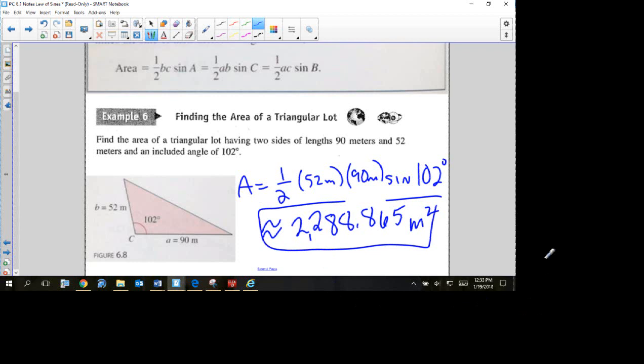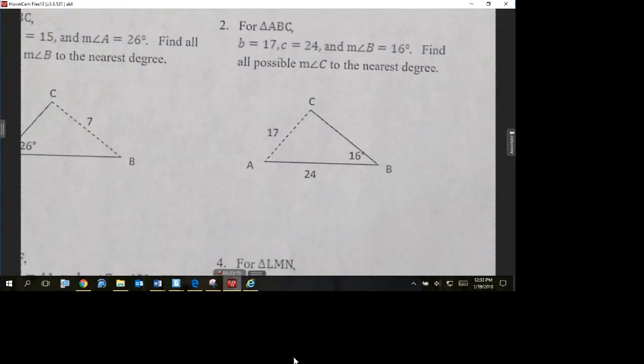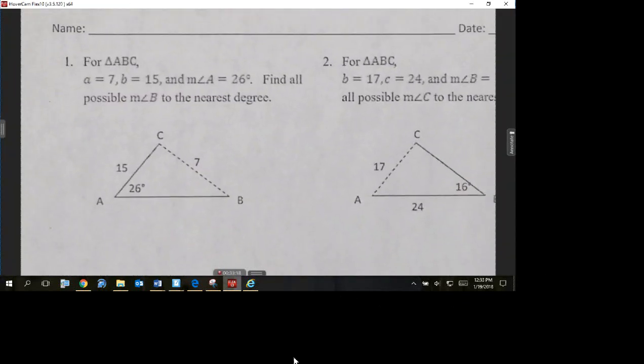So your assignment I'm laying out is a worksheet. And I want to just show you the first question on the worksheet, so you have an idea. I'm not going to overload you with homework here. The first question is a lot like a lot of the questions. It says, for triangle ABC, and they give you some information. Then it says, find all possible angle B's to the nearest degree. So I'm not asking you to find all the missing pieces, just all measures of angle B to the nearest degree. That means you have to determine if there is one, or if there's two, or maybe there's none.